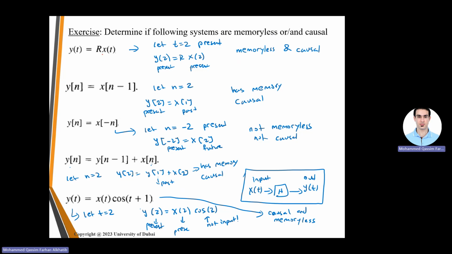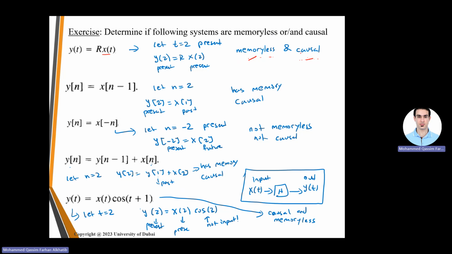So y of t equals x of t. Does it depend on past values? No. So it is memoryless. It does not have memory. Is it causal? It does not depend on future values, so it is causal. So in this case, it's memoryless and causal. Again, for the memory test, does it rely on the past? If yes, then it has memory. Causal, does it rely on the future? If no, then it is causal.